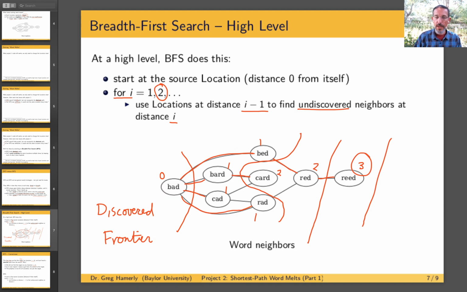Okay, so again, going back here, if the word read is my target, the shortest distance to read is 3. And I know that because if I could have discovered it in a distance of 0, I would have, but I didn't. And if I could have discovered it in a distance of 1, I would have, but I didn't. And if I could have discovered it in a distance of 2, I would have, but I didn't. But I did discover it with a distance of 3, because at each stage of this algorithm, we're finding all locations that are one more hop away from everything that we could discover with one fewer steps.